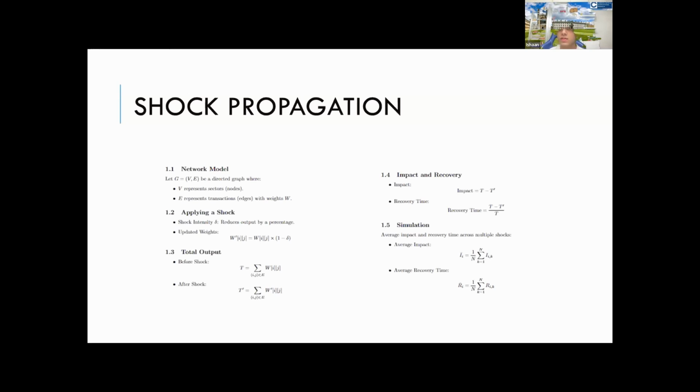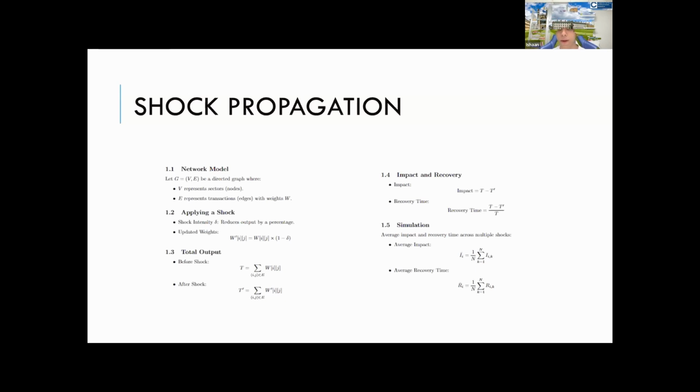A shock is a sudden reduction in the output of a sector. This shock propagates through the network, affecting other sectors. Over here, if a shock intensity is applied to a given node i, the new weight of the edges originating from i is given by equation 1.2, where the weights are updated. After this, the total output is a sum of the weights of all the edges. So after applying the shock, the total output is altered.